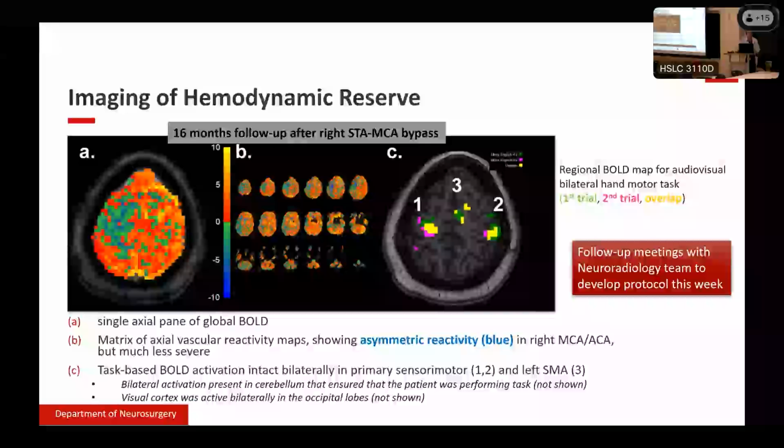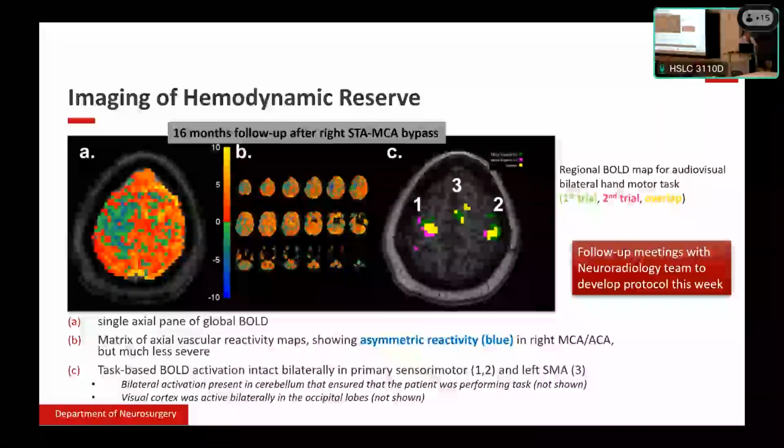So just as a preview, I will be meeting with some of our neuroradiology team this week, tomorrow, to talk about what we can do for imaging hemodynamic reserve and if this is a protocol that we could potentially implement here.